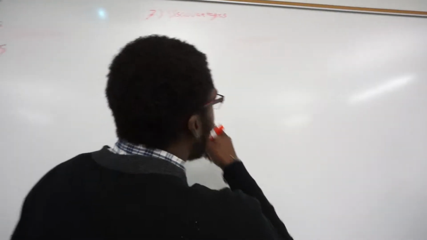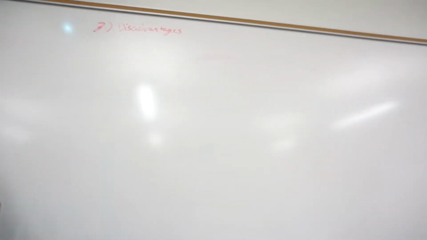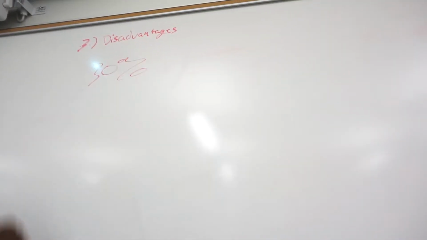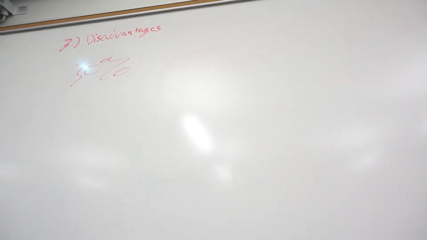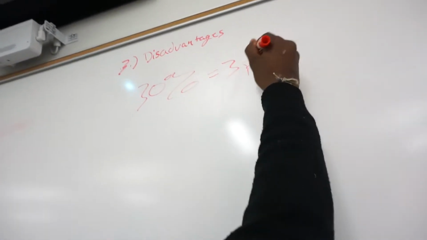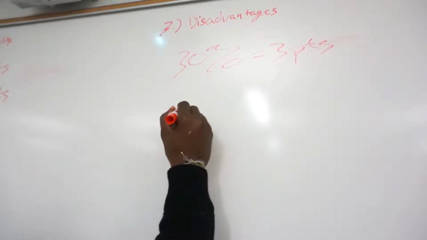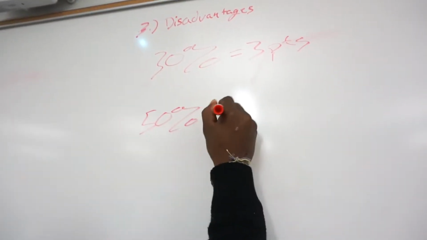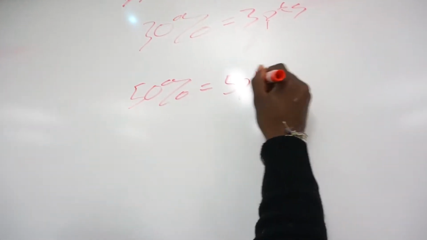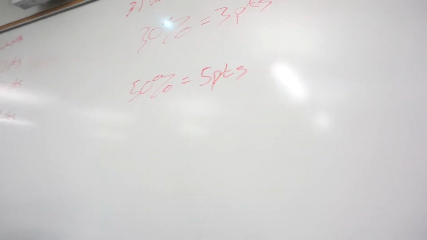What population of the donors do you have? 30%? Holy smokes, what a guy. Alright, well, you get 3 points. I have 50%. I get 5. Now, can you tell me how many points you have in total?